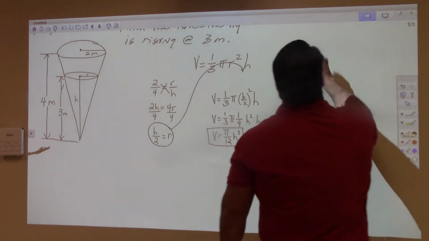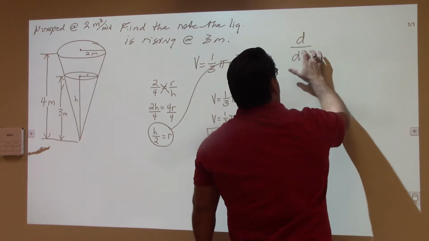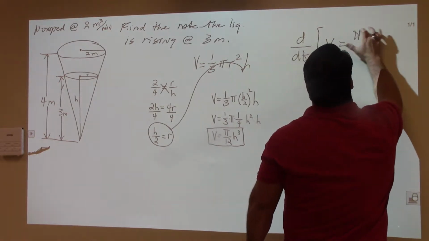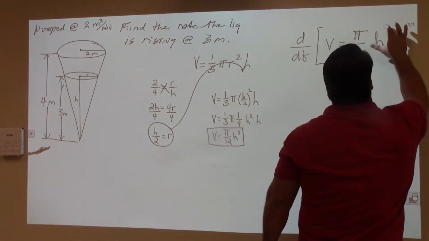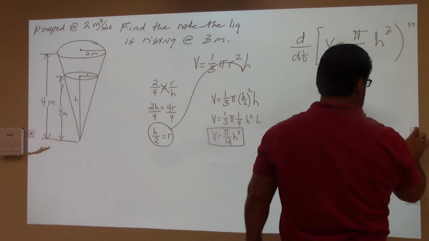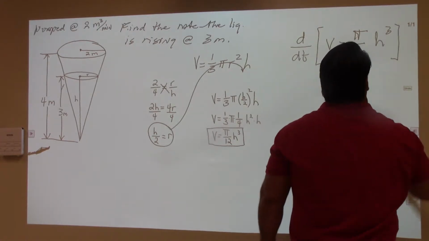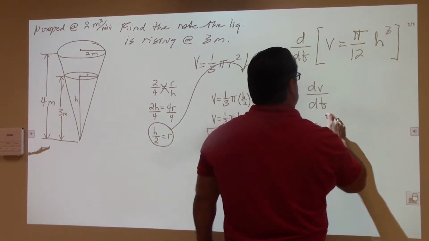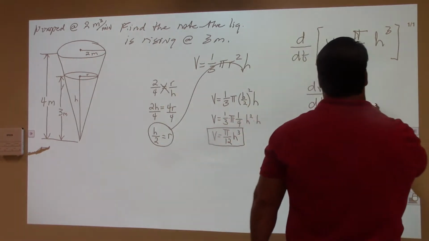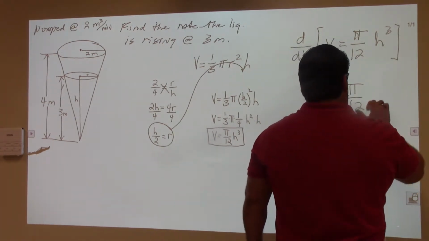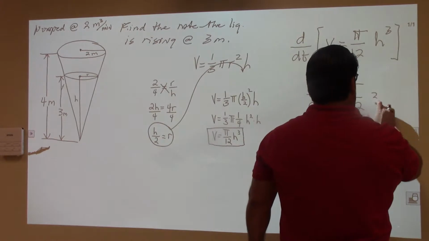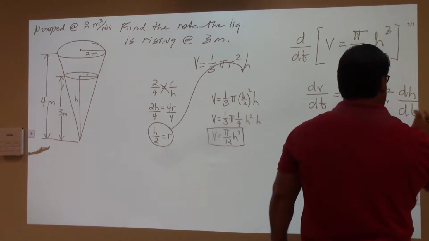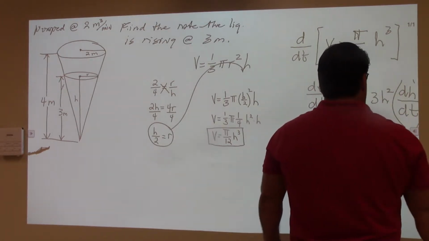So, I'm going to do d over dt of V equals pi over 12 h cubed. And that's going to be dV dt is equal to, that pi over 12 comes out, and that's going to be 3h squared, what? dh dt. Why don't you take a derivative of pi over 12? Come on.